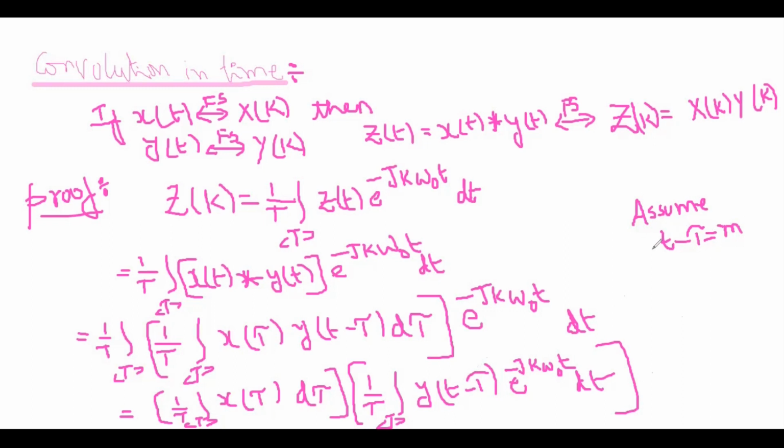Otherwise, without using that, we can assume t minus tau is equal to m and apply the derivative on both sides. As tau is a constant here, dt is equal to dm. And what is t here? t is equal to m plus tau. Replace these values in the second parenthesis. I will show it on the next page.